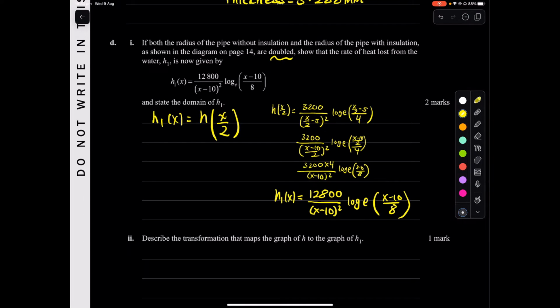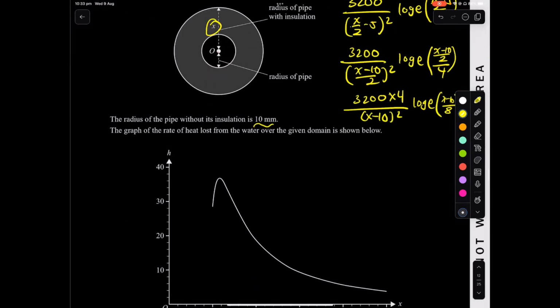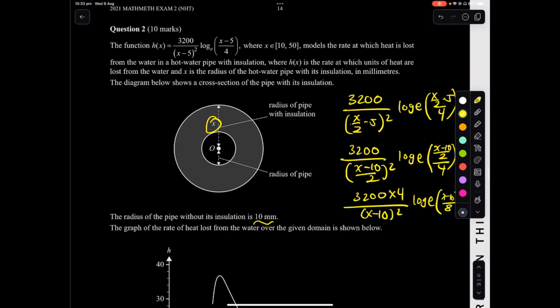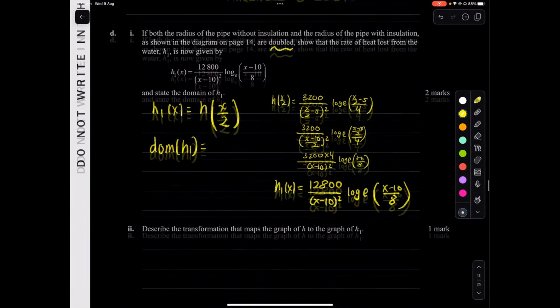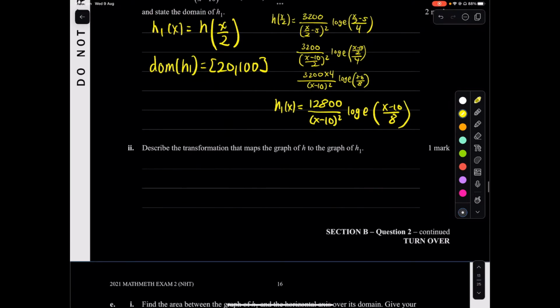And your domain is, because it's just dilated by a factor of 2 parallel to x, so everything doubles. So it means your radius, your actual domain doubles. So your domain of h1 is, what was it again? This is 10 to 50, so it'll be 20 to 100. Yeah. Describe the transformation that transforms the graph of h to the graph of h1.